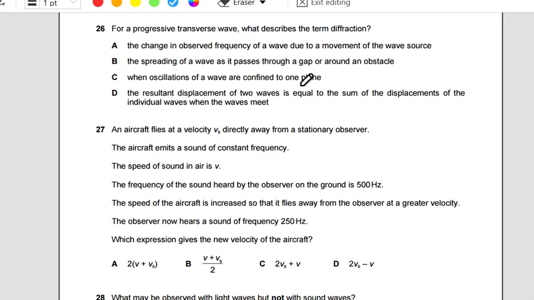So diffraction is spreading of wave as it passes through a gap or around an obstacle. Okay, it's not change in frequency, and it's not confining oscillation to one plane, and certainly not resultant displacement equal sum of displacements of individual waves. This is the superposition.